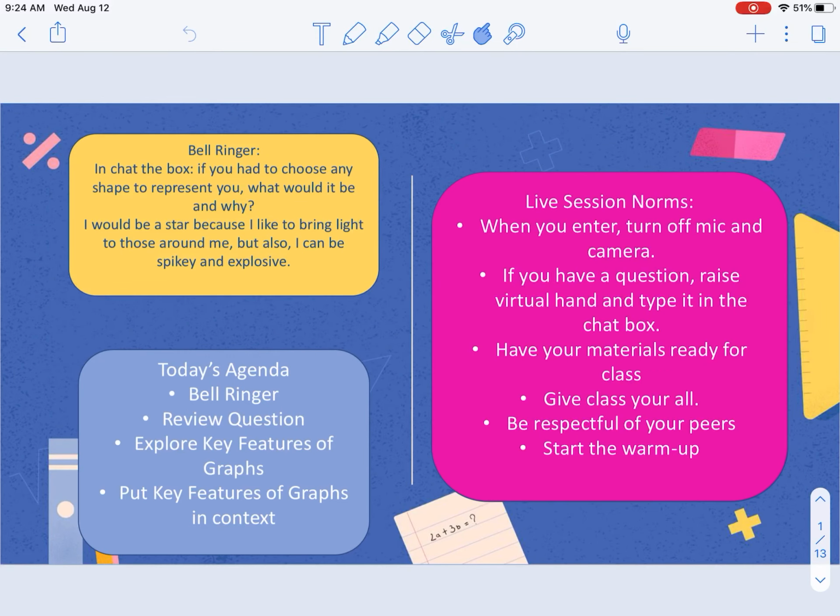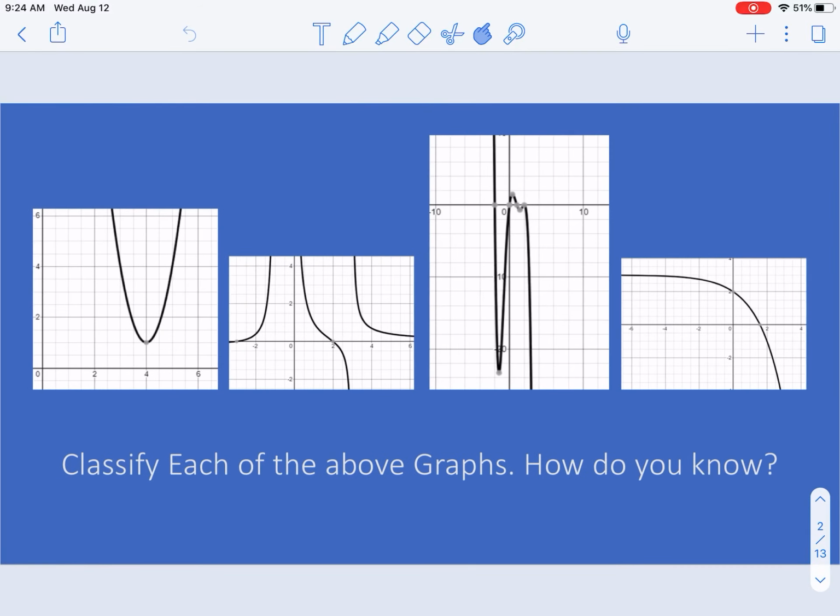Okay, so here's your You Missed It for live session number 2. So this was just our information. Down here you can see our agenda for today. So the first thing we did was we asked each student to classify the above graphs, and how do you know which ones they are?